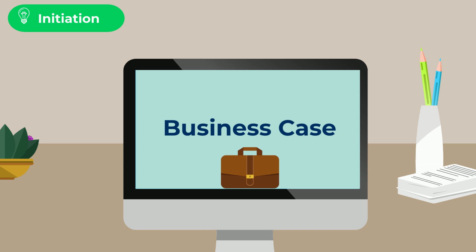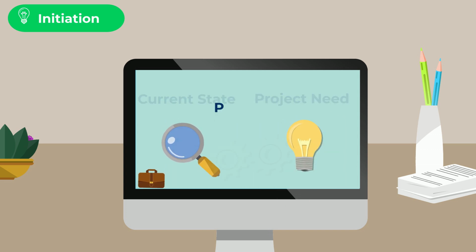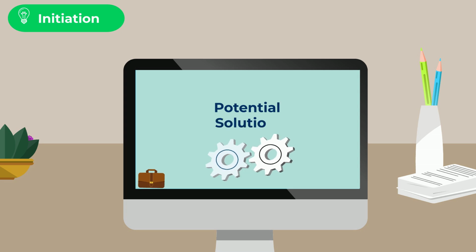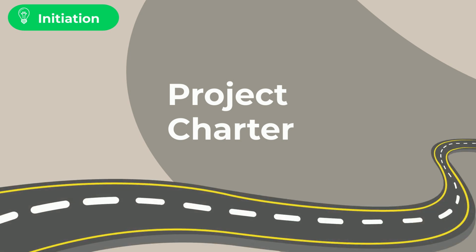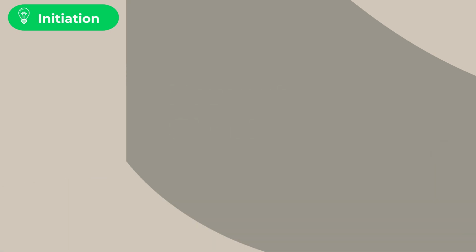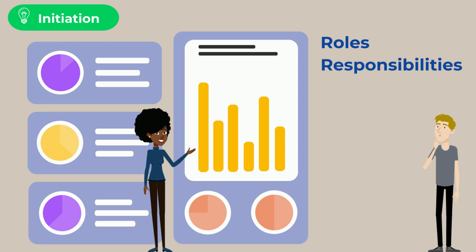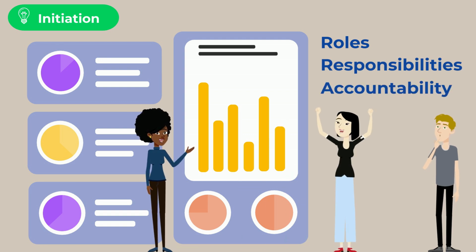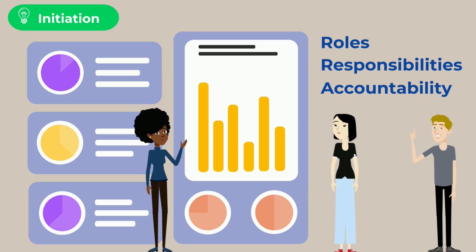This document assesses the current state, identifies the need for the project, and evaluates feasibility and potential solutions. A project charter is also created. This serves as a roadmap to help further refine the purpose and vision. It also establishes roles, responsibilities, and accountability, ensuring everyone is aligned and focused as we move forward.